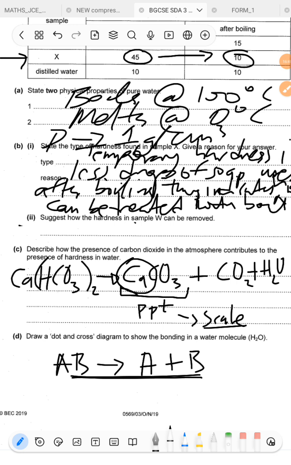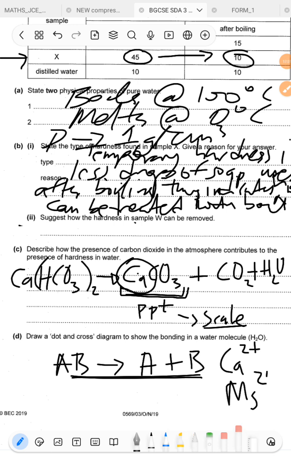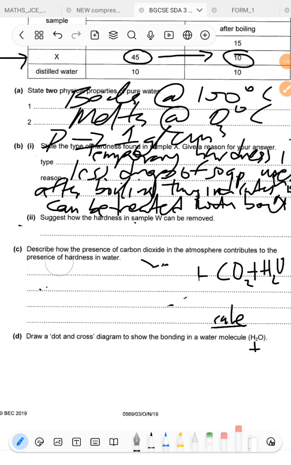Remember what we said, by definition hardness in water is when you have calcium ions or magnesium ions. Now by precipitating out a compound that has the calcium out of the water, you have successfully treated hardness in water.